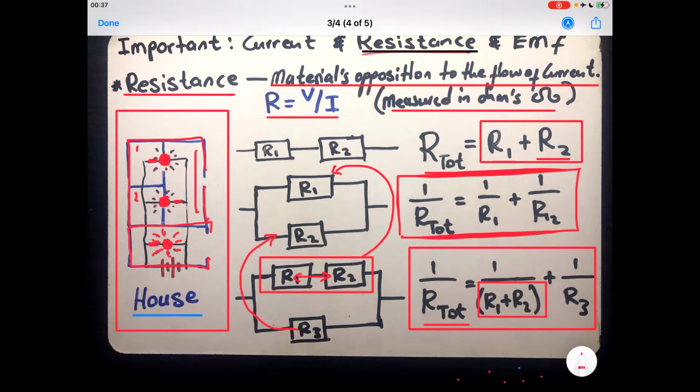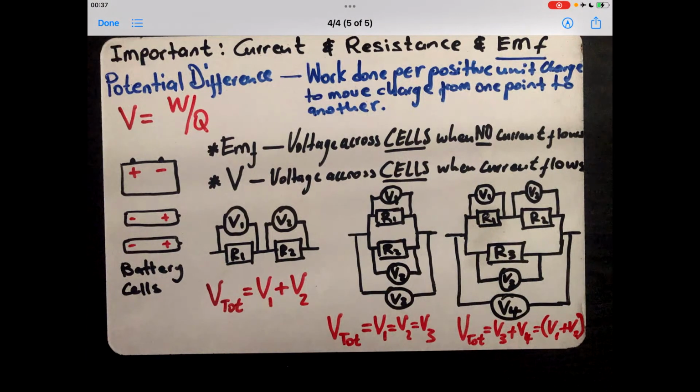So very quickly, let's move on to the next, which is the last part of our lesson for today. What are we having there? EMF. The EMF, important. We have discussed the current, we have discussed the resistance, and now, lastly, we are going to be discussing the EMF. Good people, the potential difference.